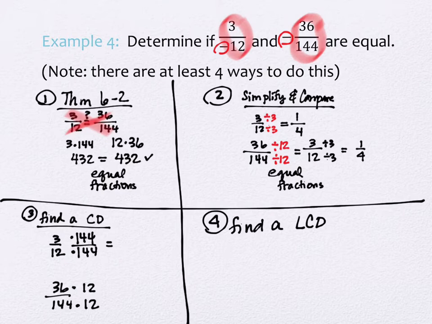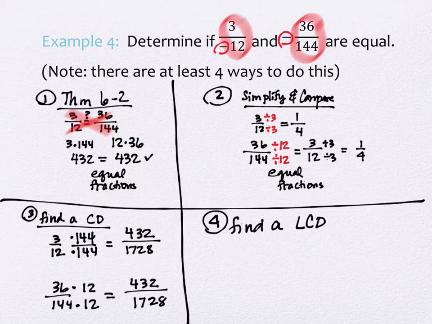We've already done 3 times 144. We found that out. That was 432. What is 12 times 144? Yes. Same thing on the second one. We've already done the top. It's 432. We've already done the bottom now as well, right, from the previous step. And it's 1728. And in fact, they're the same again, right? So again, this tells us that we have equal fractions.